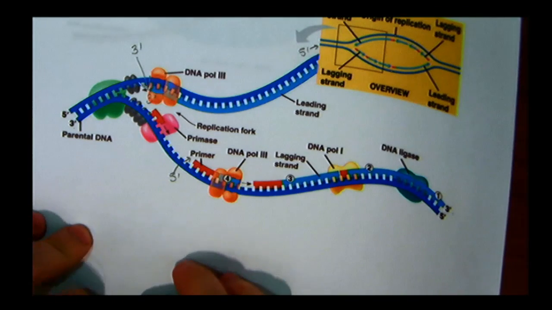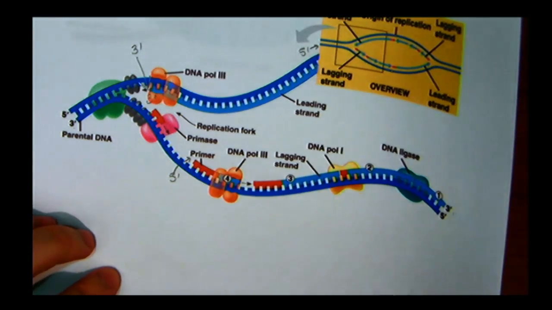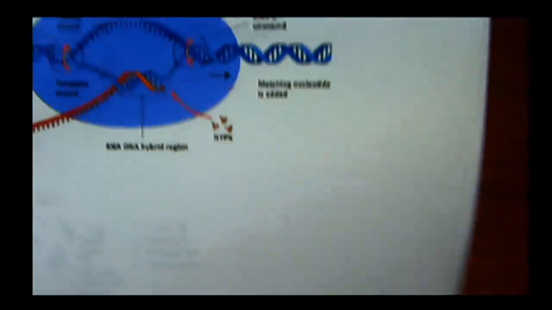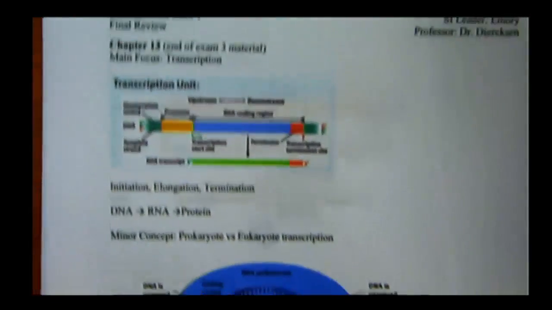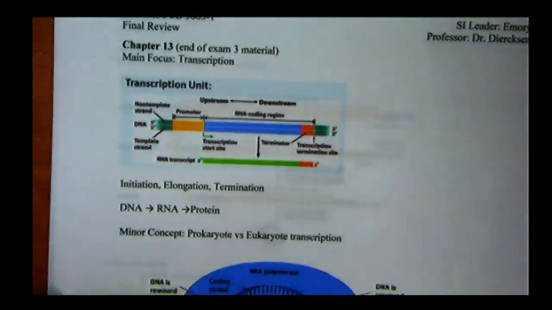Okay, and then chapter 13 was talking about transcription. And you have your 3 stages: initiation, elongation, termination, your central dogma of biology. And your minor concept here would be the difference between prokaryote and eukaryote transcription. Also make sure you know the termination mechanism, especially in prokaryotes like the rho dependent, independent.